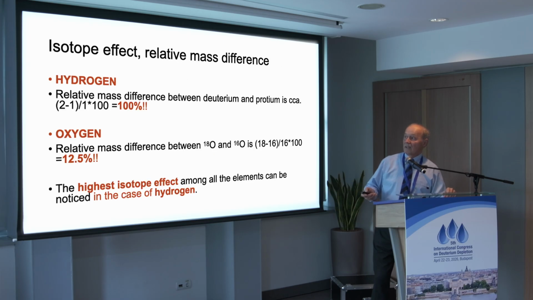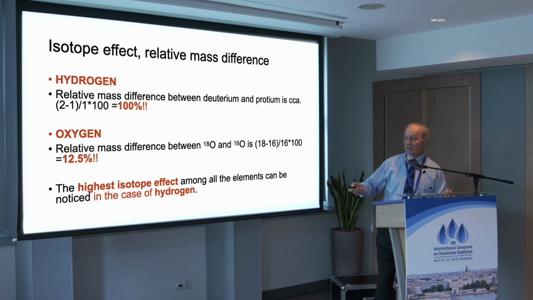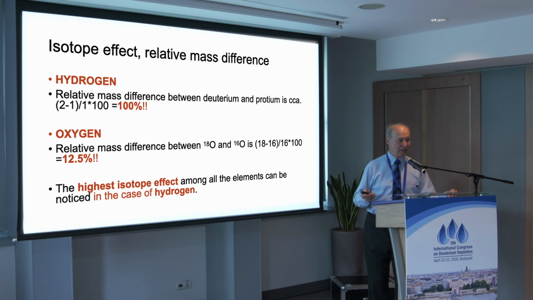So if I calculate the relative difference between deuterium and protium, it is 100%, a very big difference in the mass, and it has a consequence. While in the case of oxygen, the relative difference is only 12.5%, much less. And if I would calculate it for even heavier elements, it would be an even smaller number. So this is the reason that the highest isotope effect among all the elements can be noticed in the case of hydrogen, in nature, I mean.